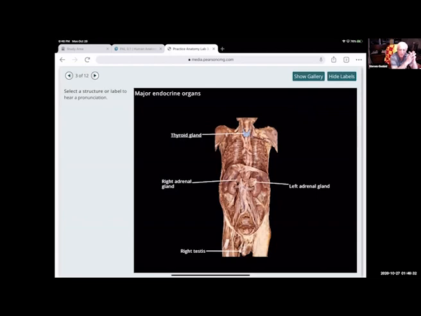Okay. You have a right adrenal and a left adrenal gland. In the book, they're called suprarenal glands. Same thing. Adrenal glands are also called suprarenal glands. And you have a right testis and a left testis also. All of those produce different hormones that circulate through the body as part of the endocrine system.